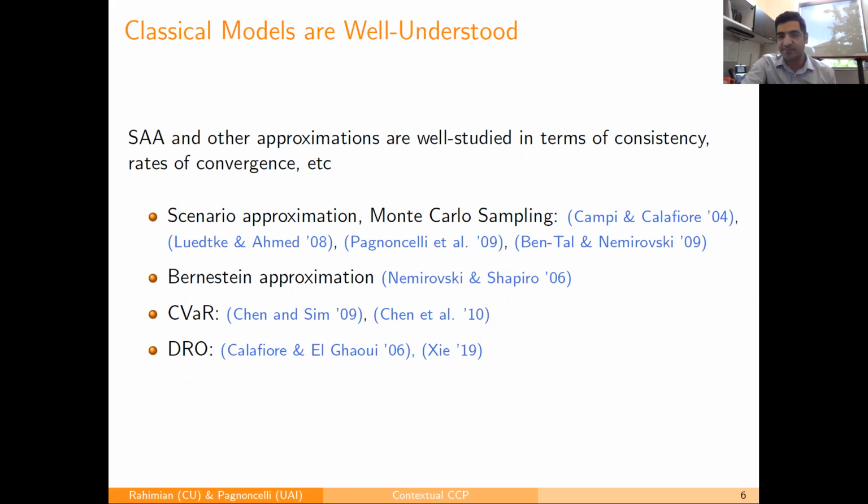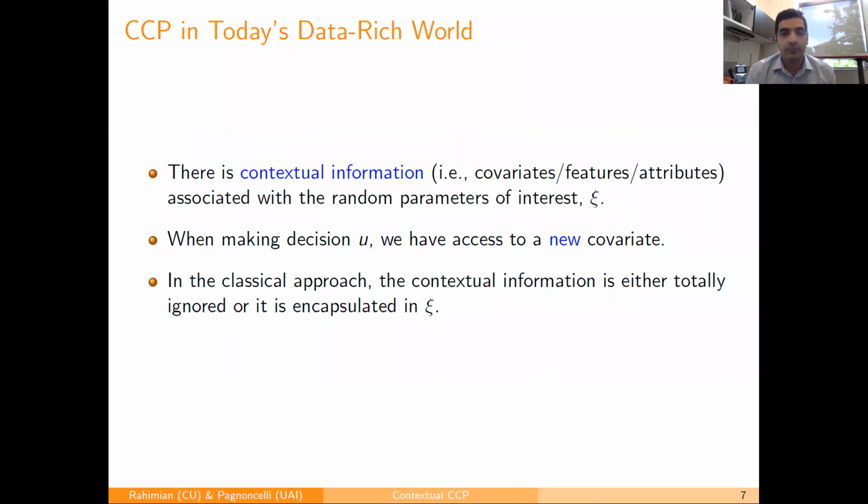However, there is a piece that is missing in all of these studies, especially in today's data-rich world, where we are continuously collecting information about the things that are happening around us. For instance, you can use sensors in cyber physical systems to collect information. You have access to social media, e-commerce, and so on and so forth to collect what people in statistics refer to as independent variables, covariates, features, attributes, or contextual information, something that is attached to or comes with the random parameter of interest that you have, psi.